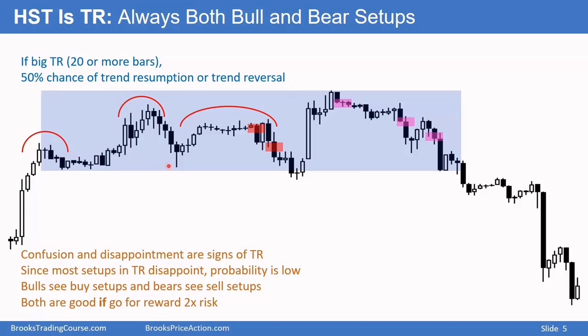For example, here we're 30 bars into a trading range. The bulls see a double bottom bull flag. The bears see a higher high and a lower high major trend reversal and a head and shoulders top. We're trying to break below the bottom of the range. The bulls see a big high 2, leg 1, pullback, leg 2. They see a double bottom bull flag. They see a bigger double bottom bull flag. Double bottom bull flag.